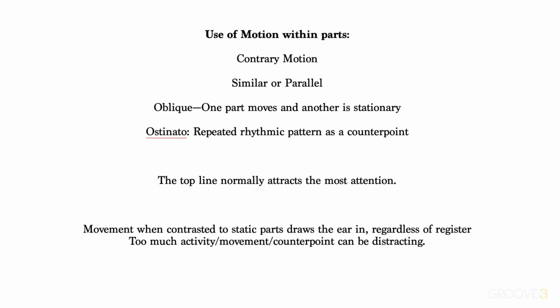And when it comes to counter melodies, we need to be cognizant of the motion within the parts. We have contrary motion where they move in opposite directions, similar or parallel motion, and you want to avoid parallel fifths and fourths if you can between multiple parts. We have oblique motion where one part moves and another is stationary. And we have ostinatos where you have a repeated rhythmic pattern as a counterpoint to a moving melody.